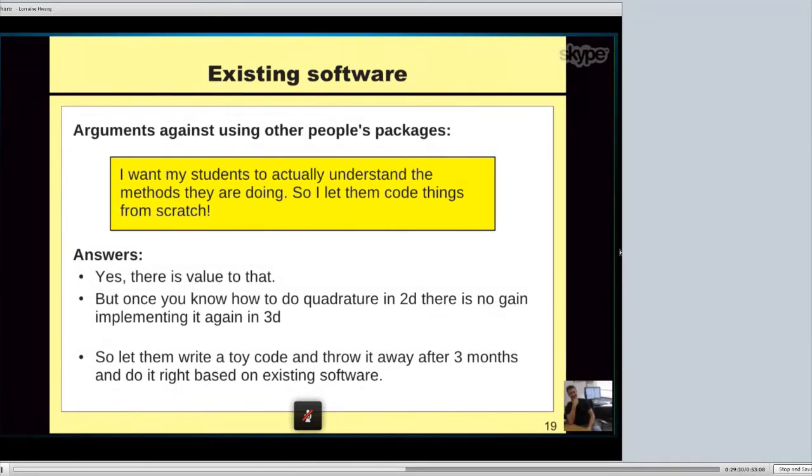And so I think my answer to this is, well, then write your own toy code and get your hands wet with this and dirty and find all of the places that you think you didn't quite understand and implement them, but then after 3 months throw it away. And now that you understand how to do it, you can start building a code on existing software that very quickly will be able to do the sort of things that you've done in these first 3 months, but that takes away the pain of having to implement everything yourself, right?